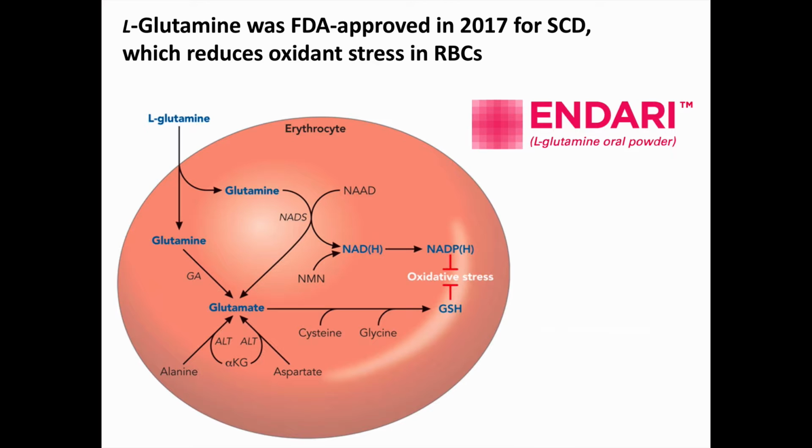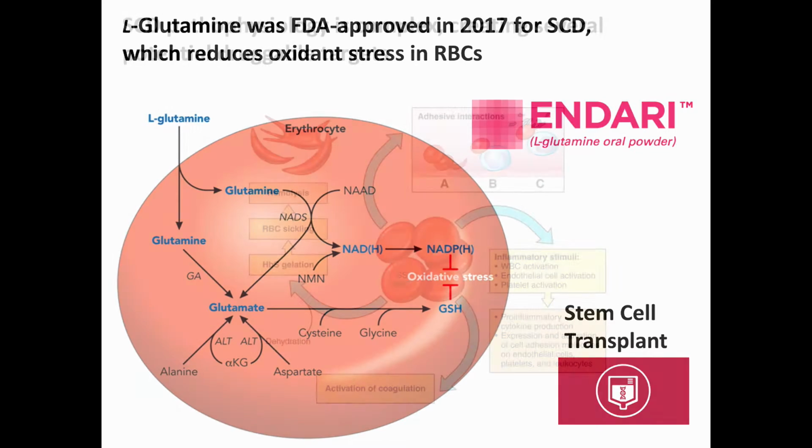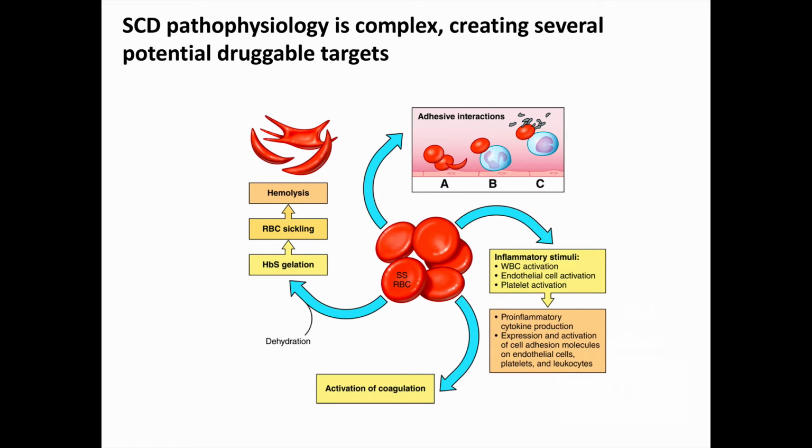Part of the pathophysiology of sickle cell disease is oxidative stress to the RBCs. Glutamine promotes antioxidant effects by increasing the synthesis of NADH, NADPH, and glutathione. The only other FDA-approved therapy for sickle cell disease is stem cell transplantation, but that's not exactly a drug therapy. The pathophysiology of sickle cell disease is complex, creating several potential druggable targets. So far, we've focused mostly on blocking hemoglobin S gelation with hydroxyurea. But there's ongoing research into blocking adhesive interactions with selectin inhibitors, beta-adrenergic blockers, and other drugs.